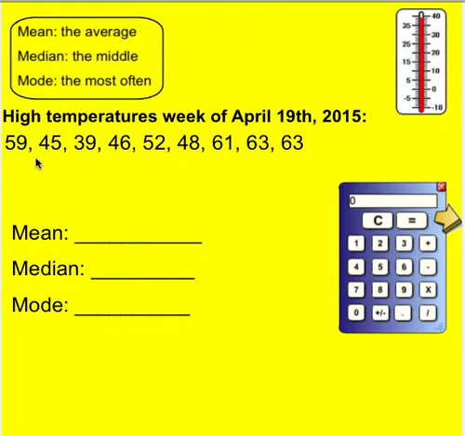59 degrees Fahrenheit, 45, 39, 46, 52 degrees Fahrenheit, 48 degrees, 61 degrees, 63, and 63. So Mrs. MacPhail, this is another situation where definitely you could not use counters to figure this out. Absolutely, it would be way too much work. So you just got to know in your noggin how to do this, and a calculator helps as well too.